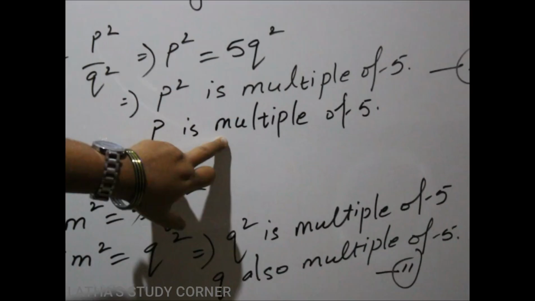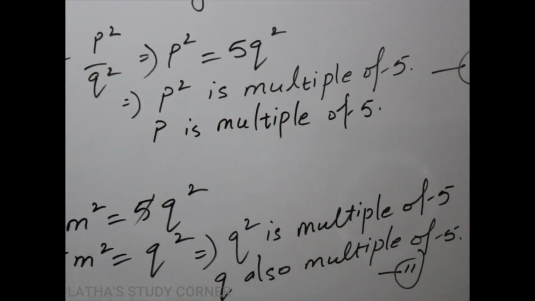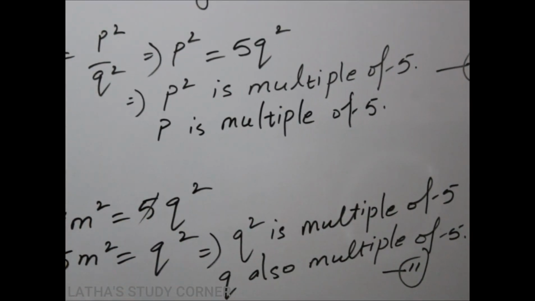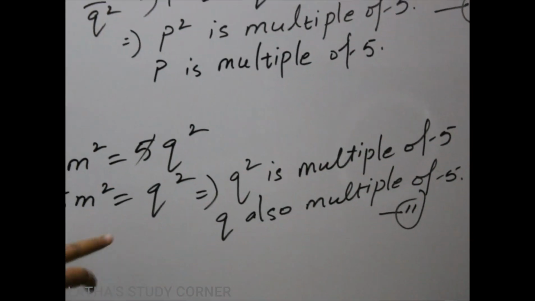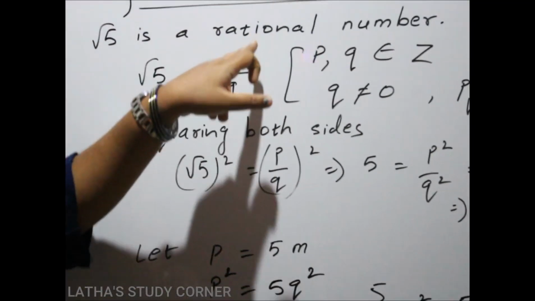According to the first equation and second equation, p is a multiple of 5 and q also a multiple of 5. It means p and q both have a common factor. But what we considered here, you can see root 5 is equal to p by q.